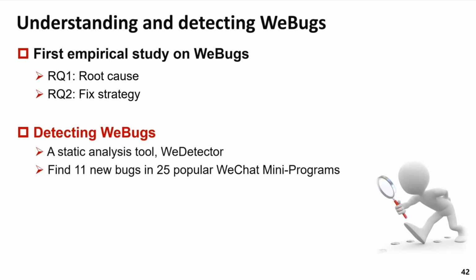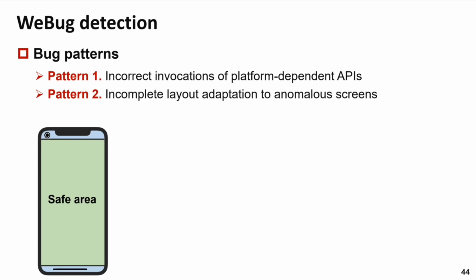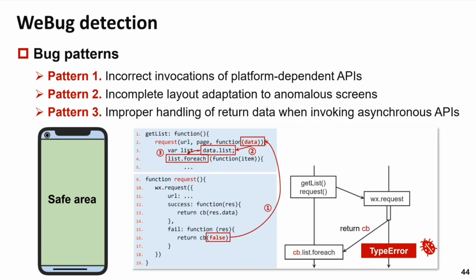Our empirical study on VBugs has revealed several potential patterns to detect VBugs. Among them, we summarize 3 common bug patterns. Pattern 1 is the incorrect invocations of platform-dependent APIs. Pattern 2 is the incorrect layout adaptation to anomalous screens. And pattern 3 is the improper handling of return data when invoking asynchronous APIs. Based on these patterns, we propose a static analysis tool, VDetector, to detect them.